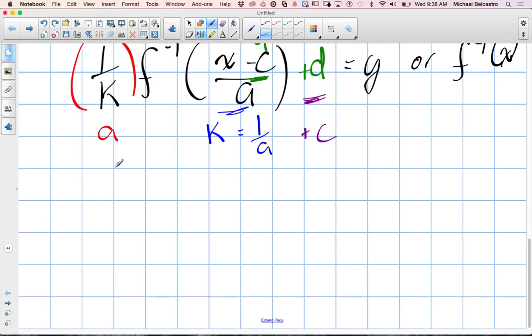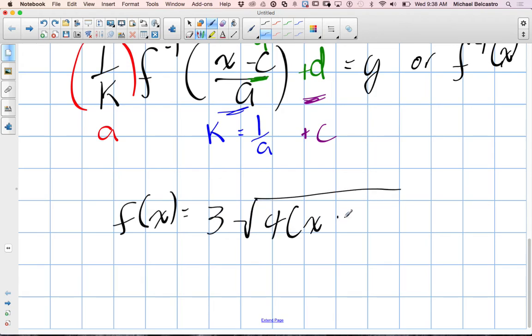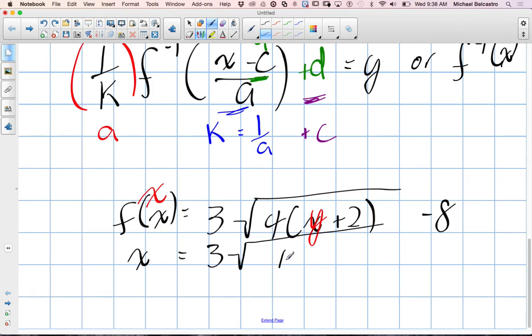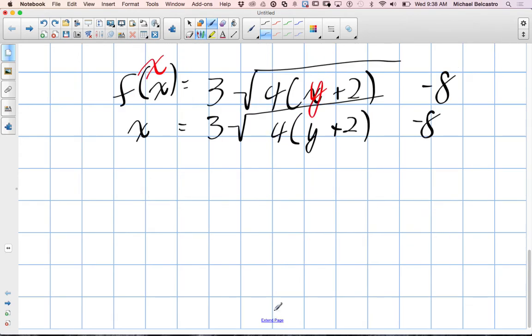So I'm going to quickly do an example here. Let's say we have the function 3 square root of 4x plus 2, minus 8, okay? And I want to do the inverse. Well, the inverse means I turn this into a y, and I now turn this into x. So we have x is equal to 3 square root of 4y plus 2, minus 8. I know there's a hard idea here. There's a lot of info in one sitting. We move the 8 over. We get x plus 8.